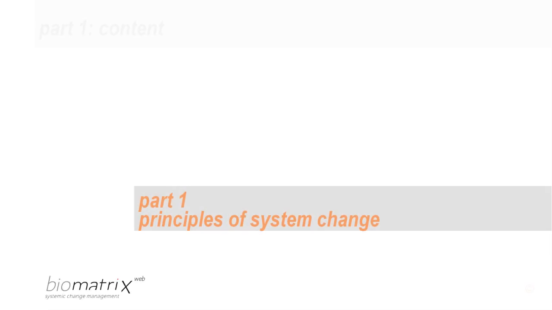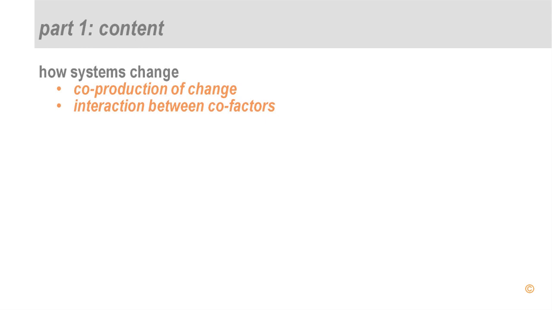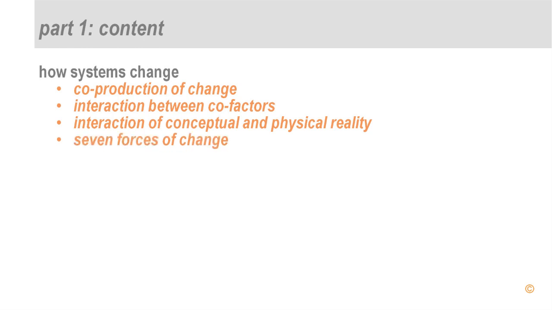Part 1, Principles of Systemic Change. What we are looking at in Part 1 is different types of change, the co-production, the interaction of co-producing factors, also the interaction of conceptual and physical reality, and the 7 forces of change.